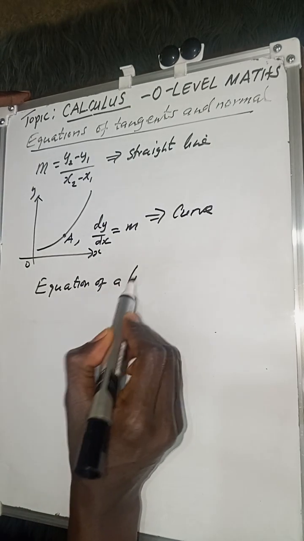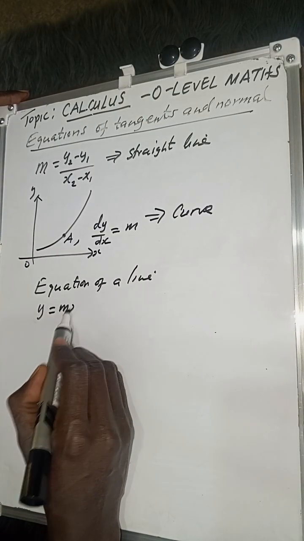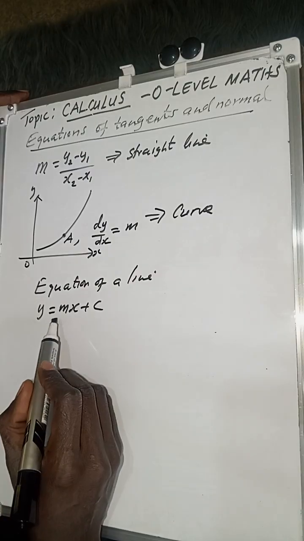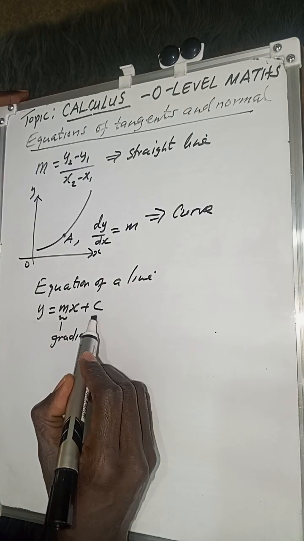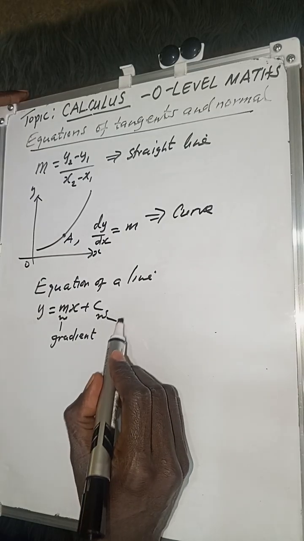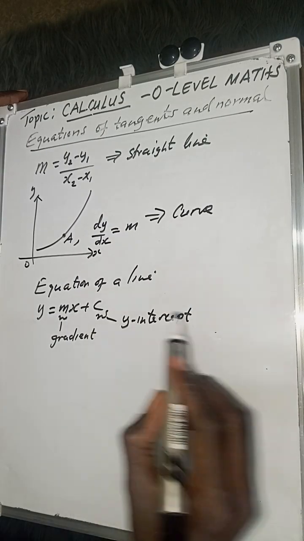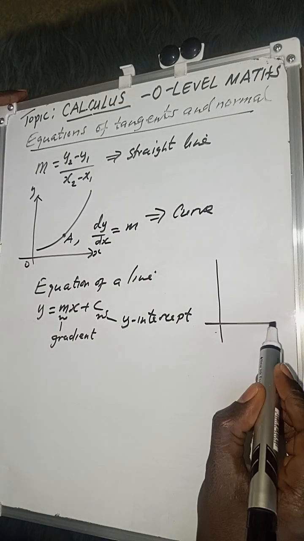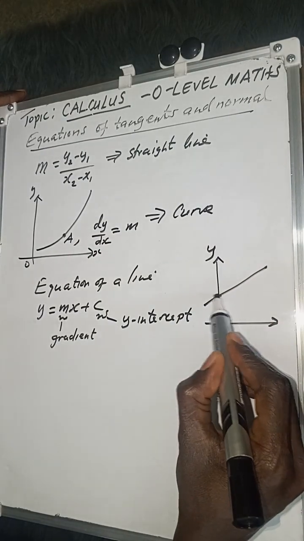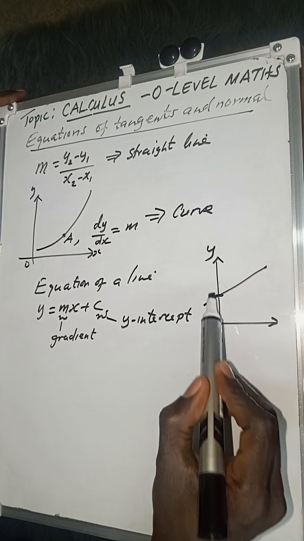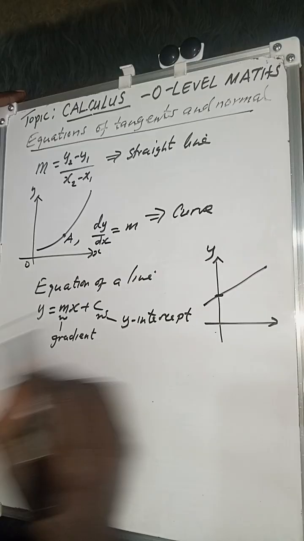Now, another thing that you need to remember is that the equation of a line can be given by y is equal to mx plus c, where m represents the gradient, and c represents the y-intercept. And what do we mean when we say y-intercept? If you're dealing with a straight line, it is the point where the line is cutting the y-axis. What is the value of y where the line is cutting the y-axis? That is what we call the y-intercept.